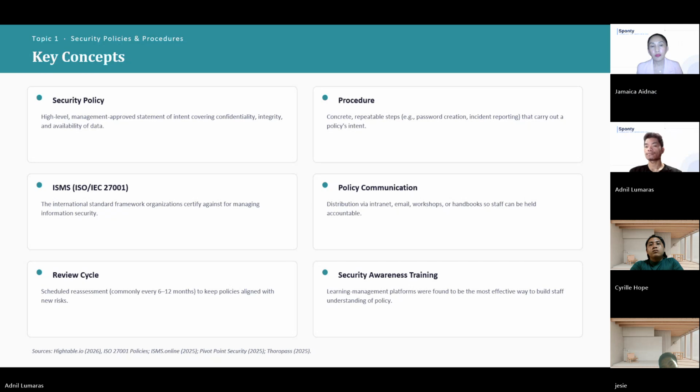Finally, organizations sometimes underestimate the communication steps. Publishing a policy to a shared drive is not the same as communicating it. Effective programs actively push policy awareness through onboarding, periodic refreshers, and where appropriate, short quizzes or acknowledgement forms that create a record of who has seen and understood the material.